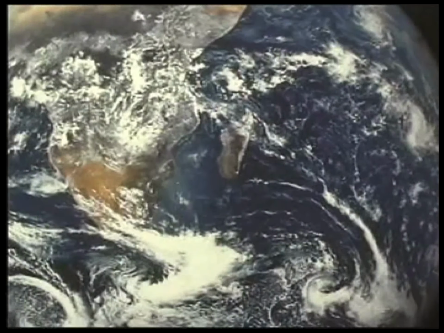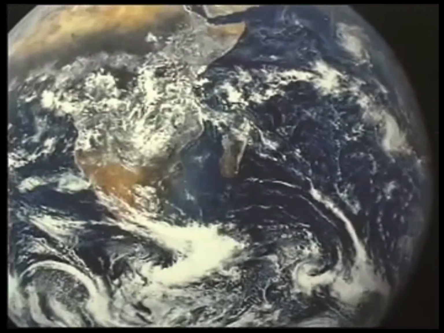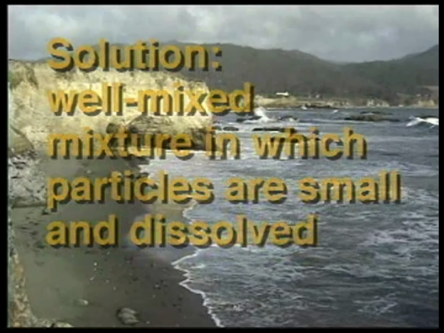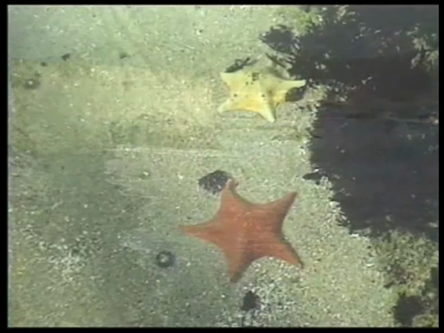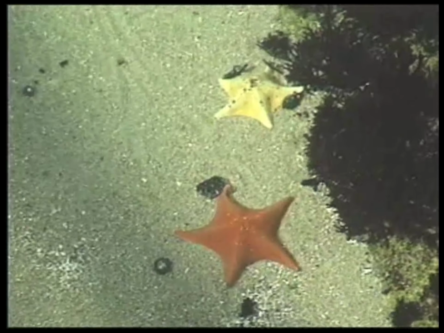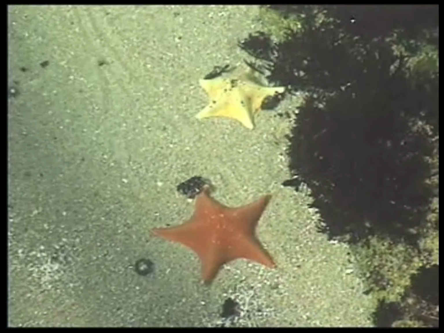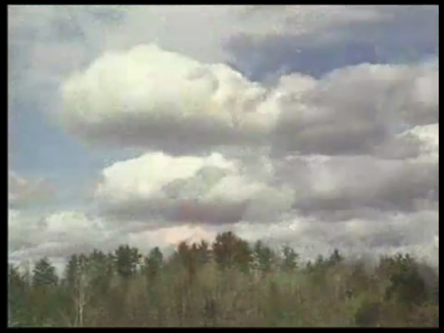Seventy percent of the earth is covered with a very well-mixed liquid, seawater. Seawater is a solution. A solution is a very well-mixed mixture in which particles are small and most often dissolved. In seawater, many different chemicals, including salt, are dissolved in water, giving seawater a homogeneous or very well-mixed appearance.